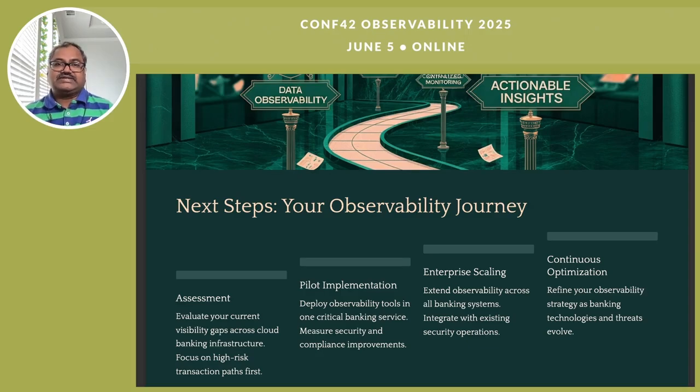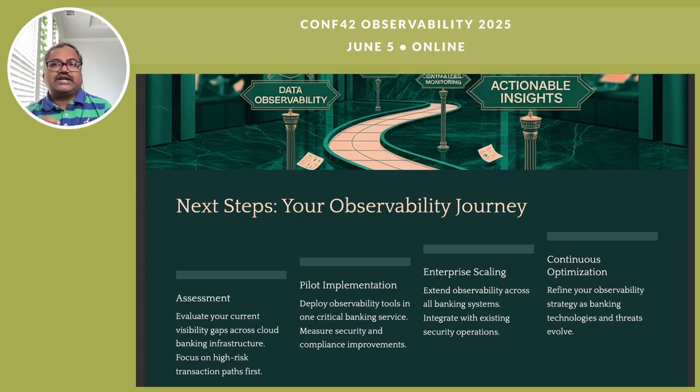Let's start with the assessment. If you want to implement this observability at your end, these are the steps you need to follow. The first one is always the assessment. Evaluate your current visibility gaps across the cloud banking infrastructure. Focus on high risk transaction paths first, then do a pilot implementation. Deploy observability tools in one critical banking service. Measure the security and compliance improvements.